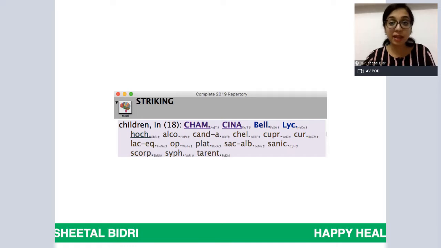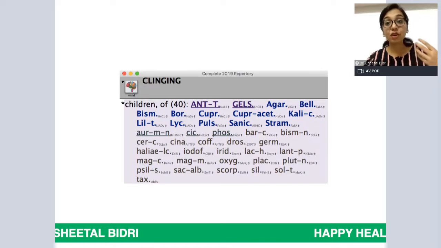So an example again, like striking in children, like what I said. And the chamomilla, they strike because they are in pain and they cry out so loudly. So these again are the observations what you can start seeing in the patient.